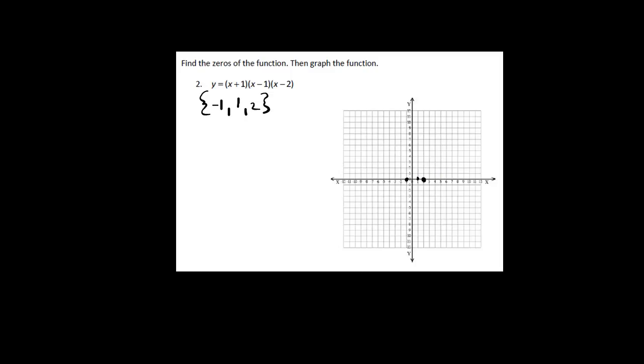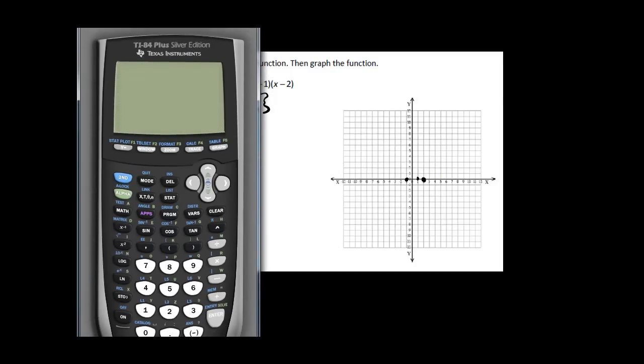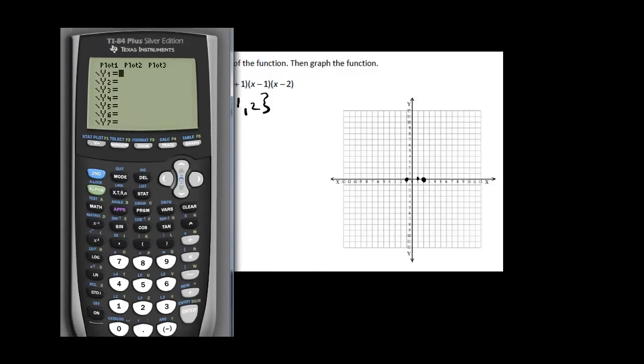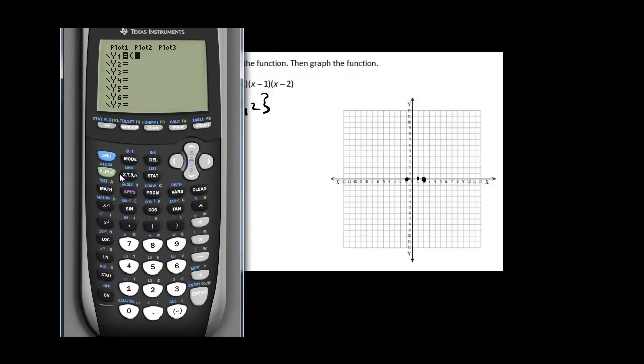Next thing we want to do is get the graph of it on the graphing calculator. So it was x plus 1, x minus 1, x minus 2. So if we hit second table, we'll see some other points that we can plot.